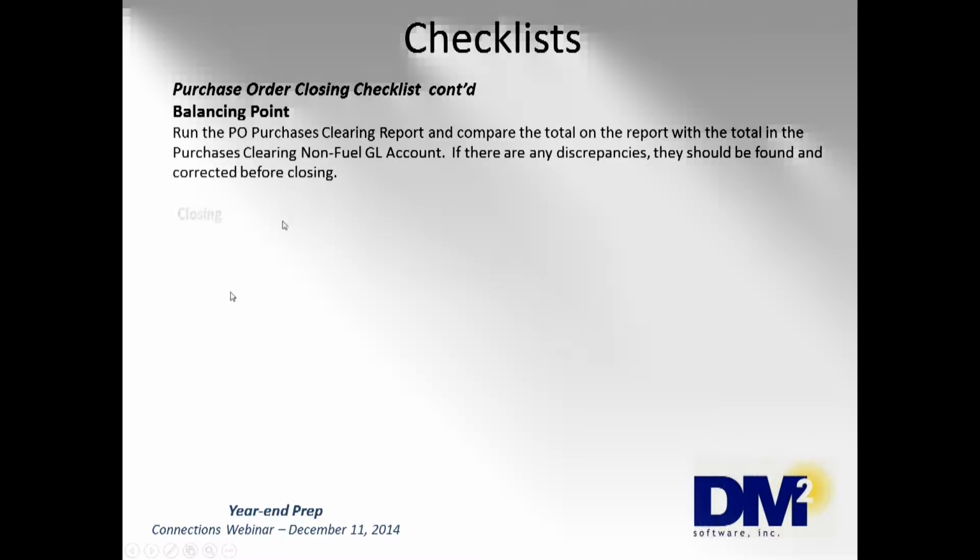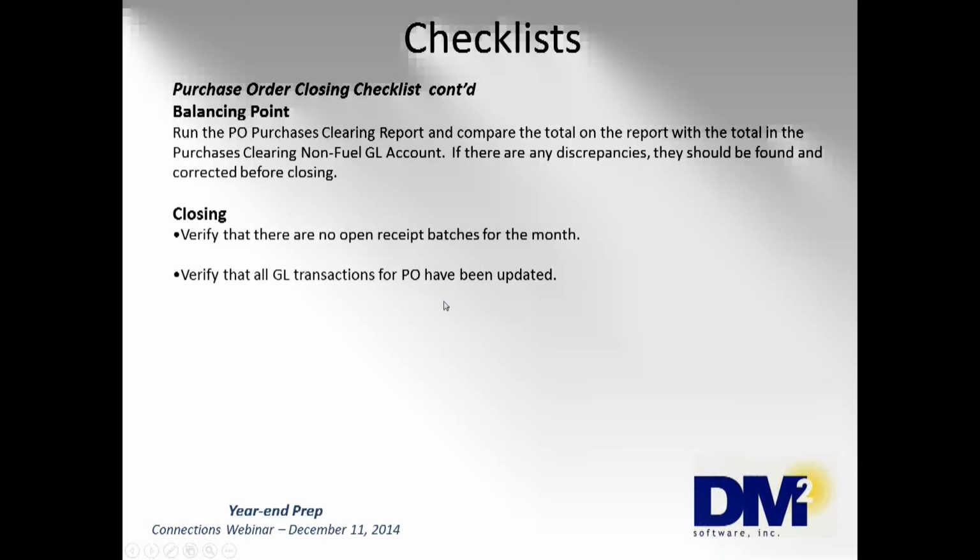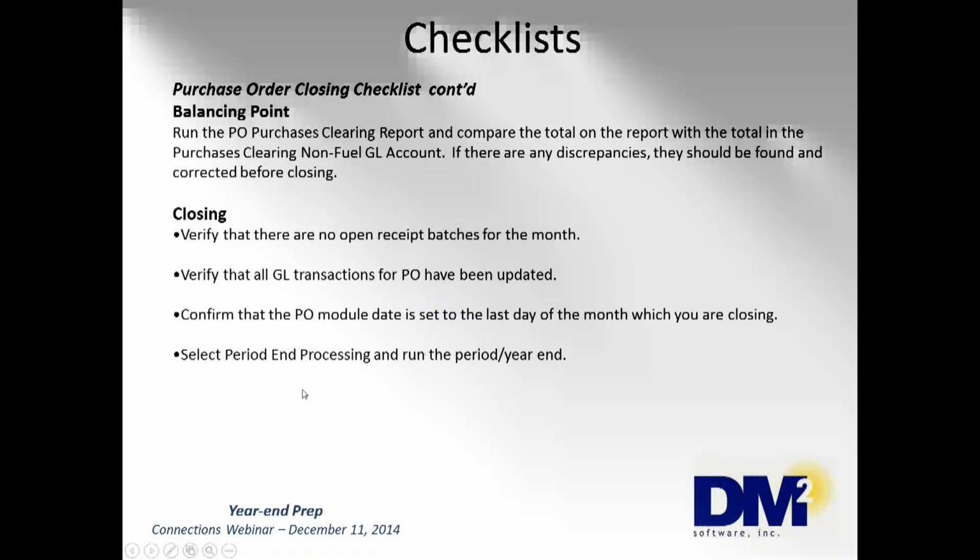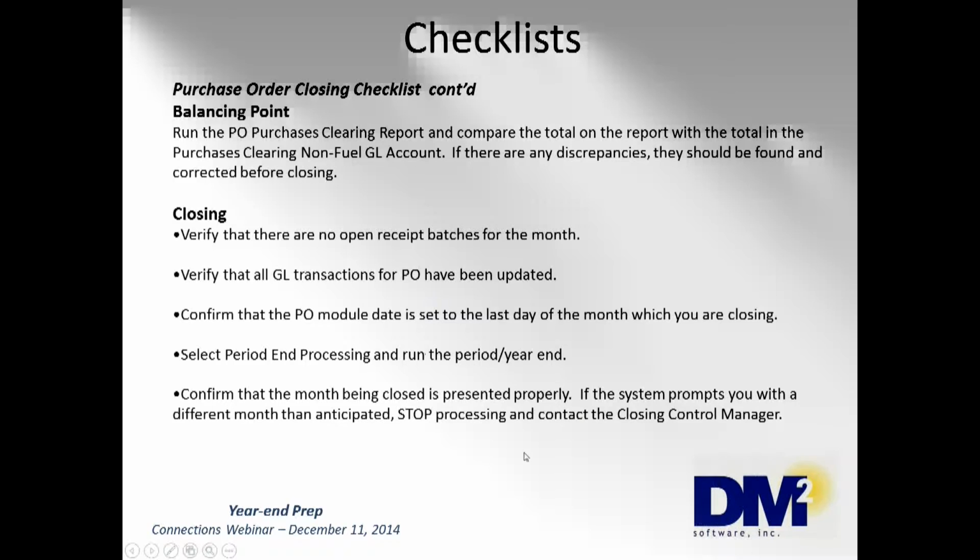And then the last and final step here is the closing step. So you would verify that there's no open receipt batches for the month, verify that all GL transactions for PO have been updated, confirm that the PO module date is set to the last day of the month you're closing. And you could insert any module in here. So whatever you're doing, make sure that the module date is the last day of the month. Select period end processing and run the period end year end option.